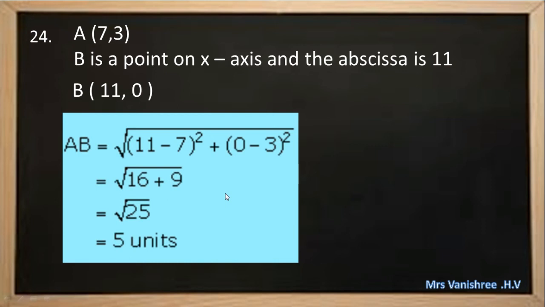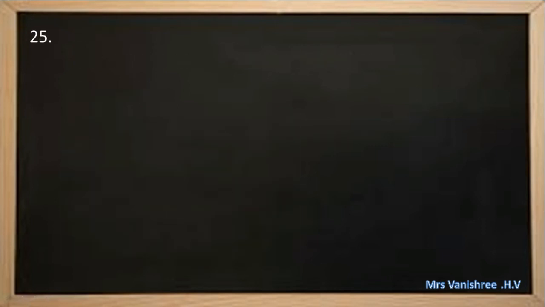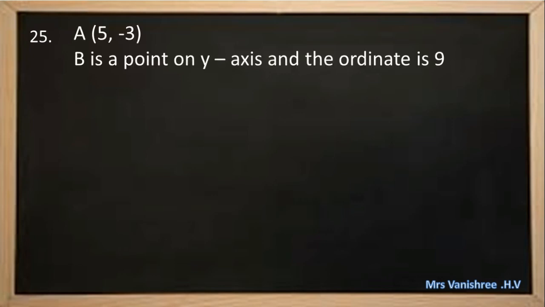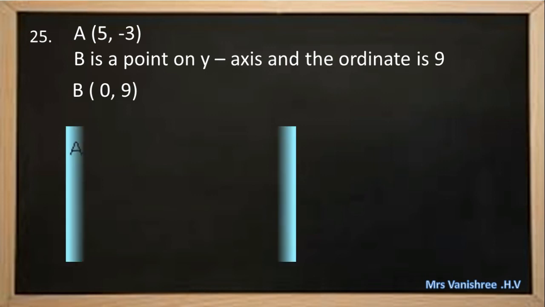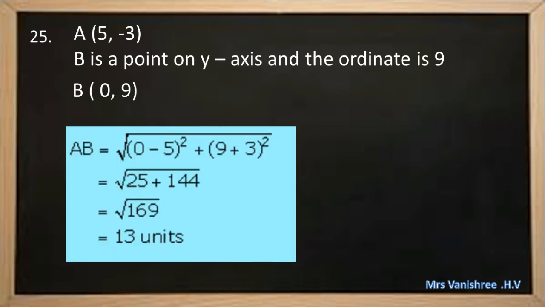Next, question number 25 is similar to question number 24. In this case, point A is (5, -3) and B is a point on the y-axis, so that point B will be (0, 9) as its ordinate is given as 9. Find out its distance by using the distance formula, which is equal to 13 units.